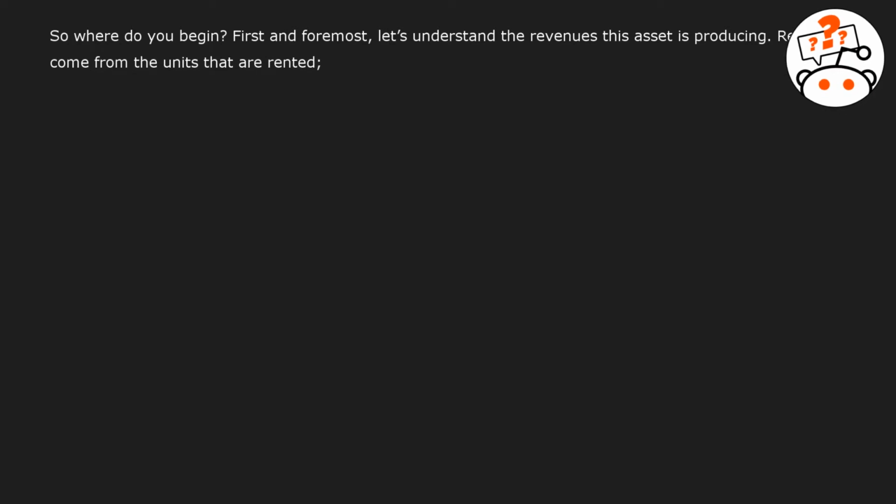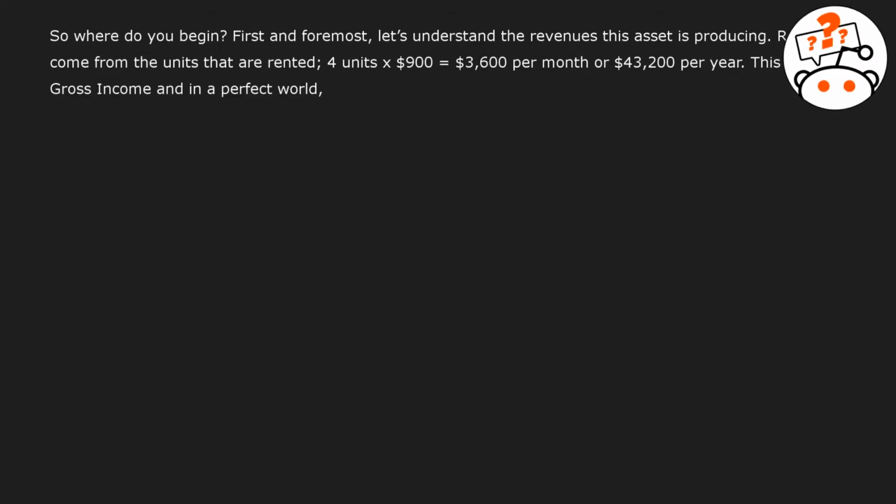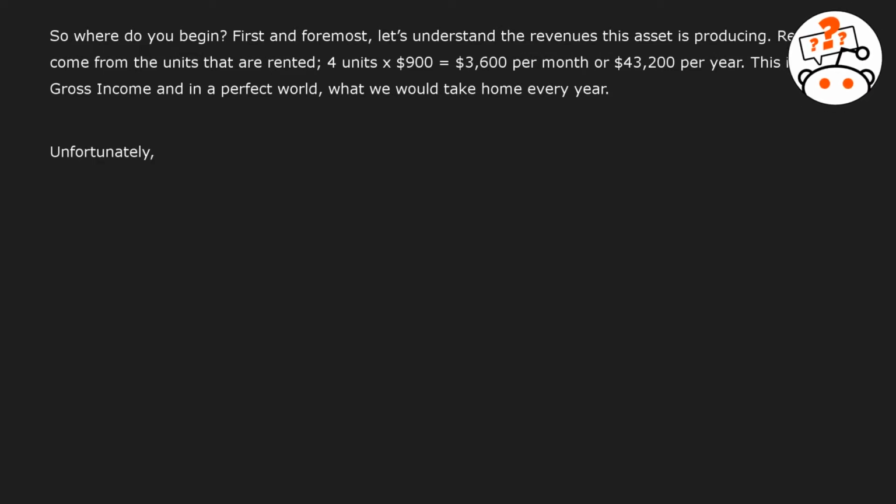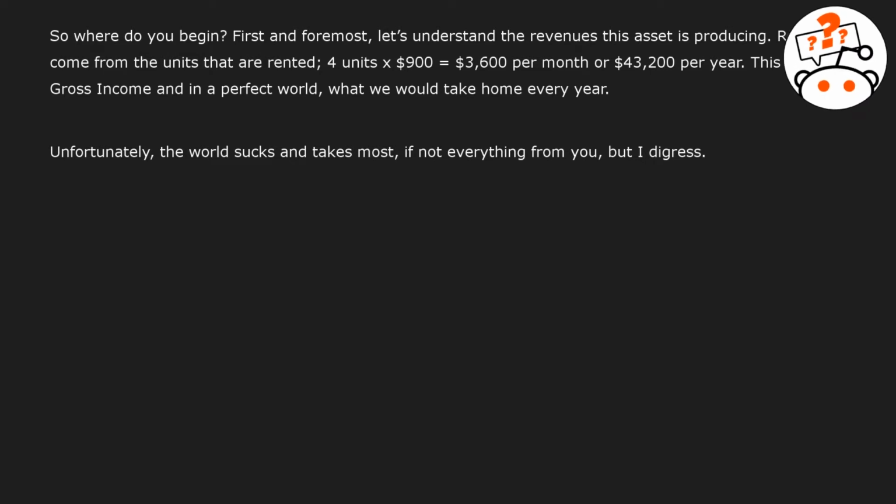First and foremost, let's understand the revenues this asset is producing. Revenues come from the units that are rented. Four units times $900 equals $3,600 per month, or $43,200 per year. This is our gross income, and in a perfect world, what we would take home every year. Unfortunately, the world sucks and takes most, if not everything, from you, but I digress.